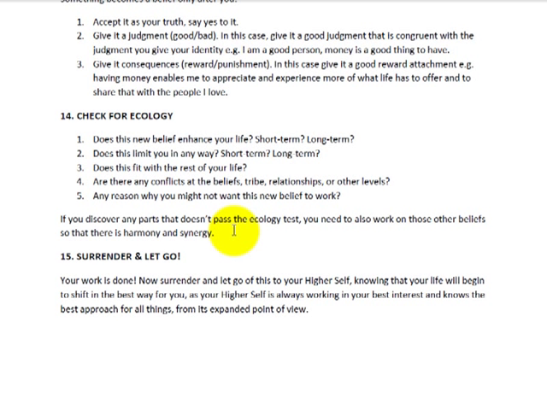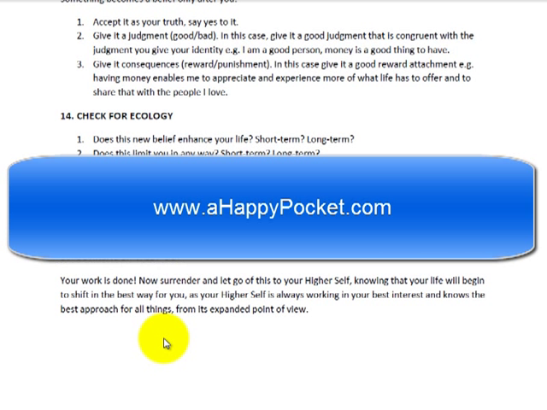So the last step, number 15, is to surrender and let go. Your work is done. So you just surrender and let go to your higher self, knowing that your life will begin to shift in the best way for you, as your higher self is always working in your best interest and knows the best approach for all things from its expanded viewpoint. Remember, your higher self can see your life in the past, future, and present at the same time. It lives in the here now. So you can trust it.